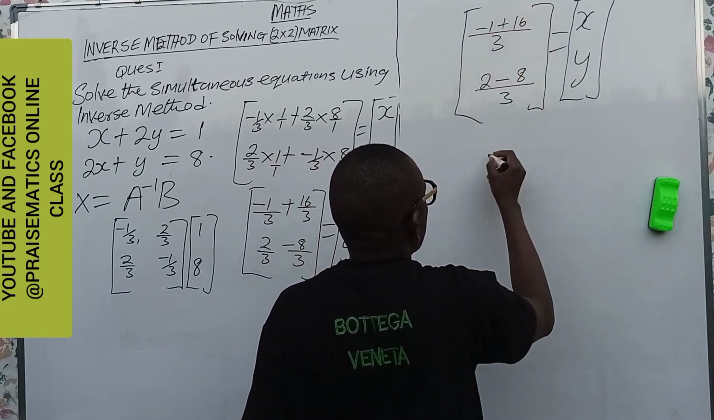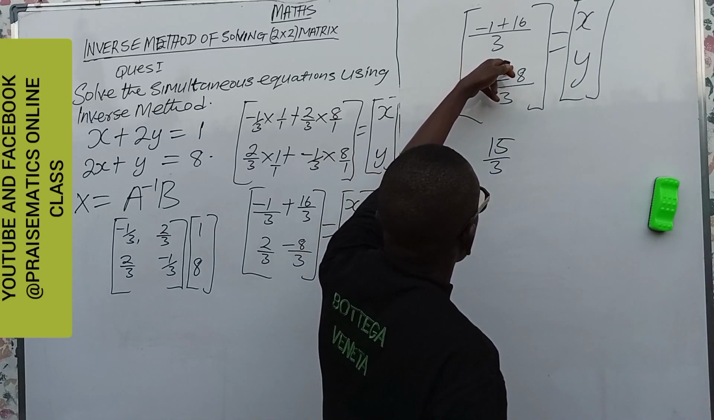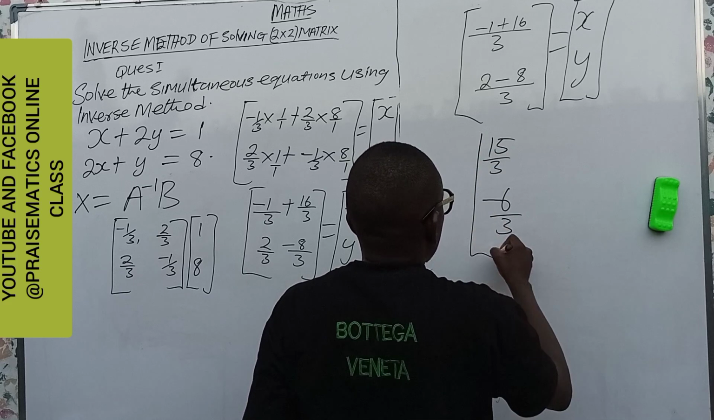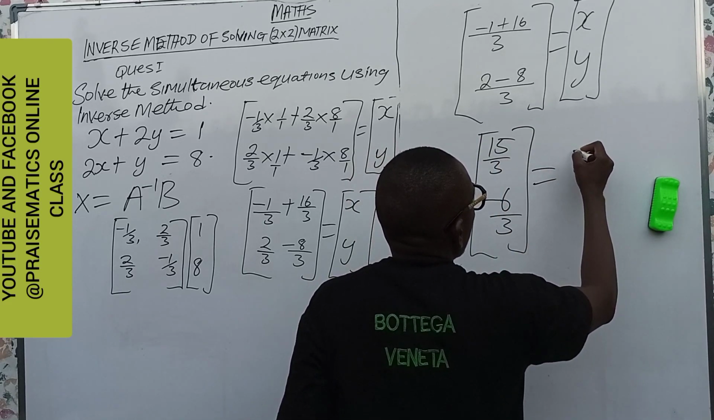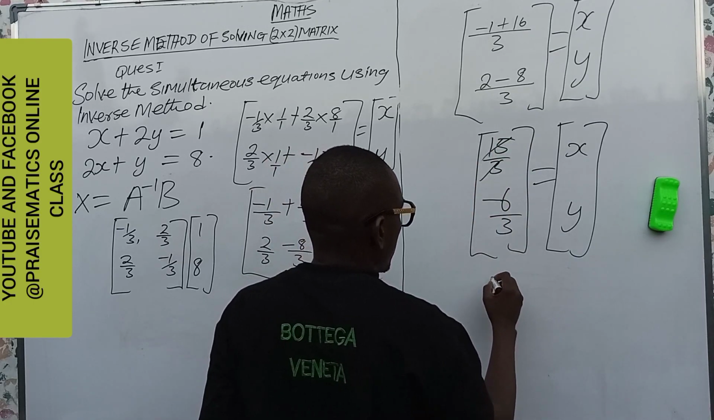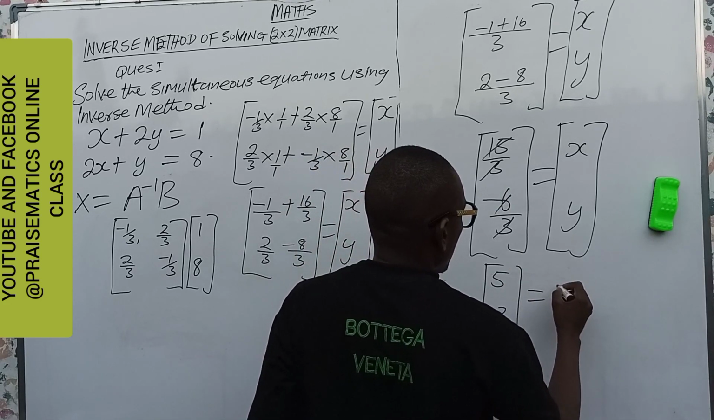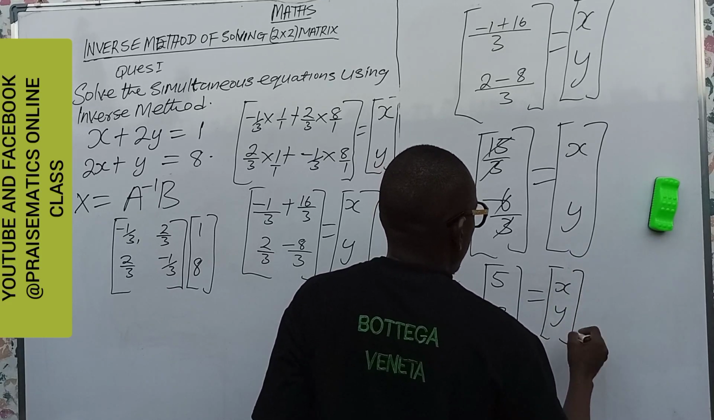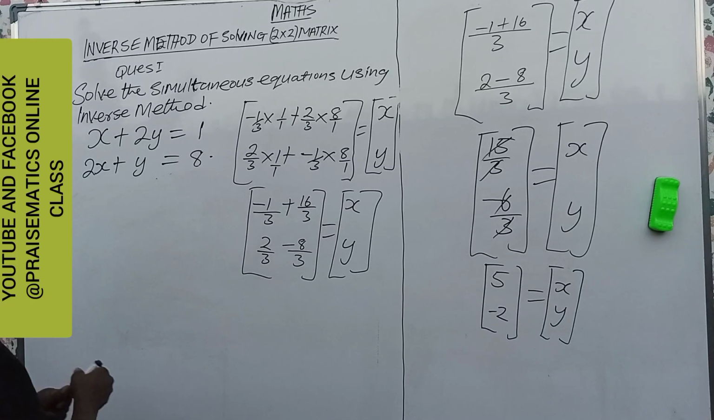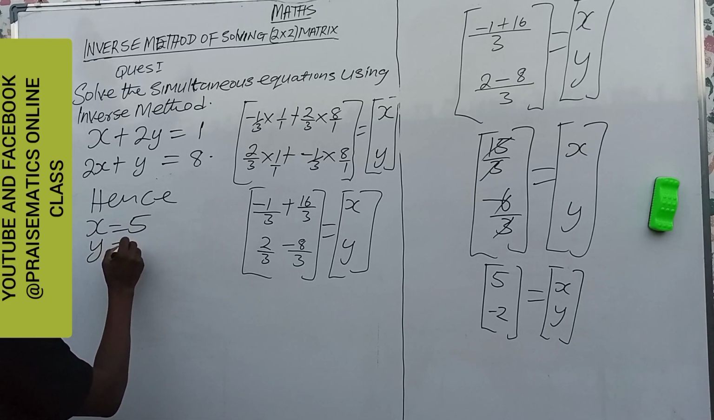Now, what do we do? Minus 1 plus 16 will give us 15 over 3. Then 2 minus 8 will give us minus 6 over 3. So this is equal to X, Y in this form. Now, 3 can cancel this, we have 5. And 3 can cancel this, we have minus 2. Is it equal to X and Y? Okay. Finally, hence, X equals 5, Y equals minus 2.